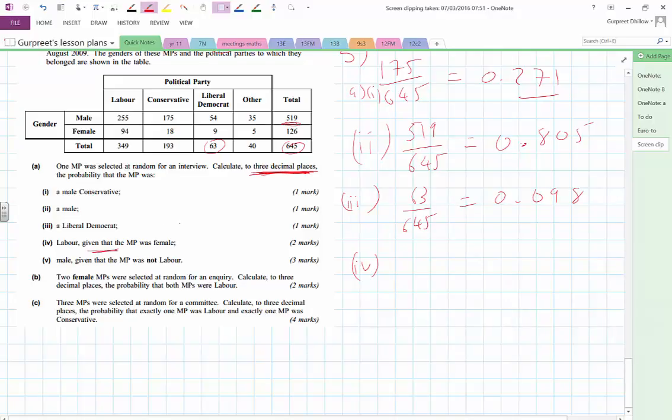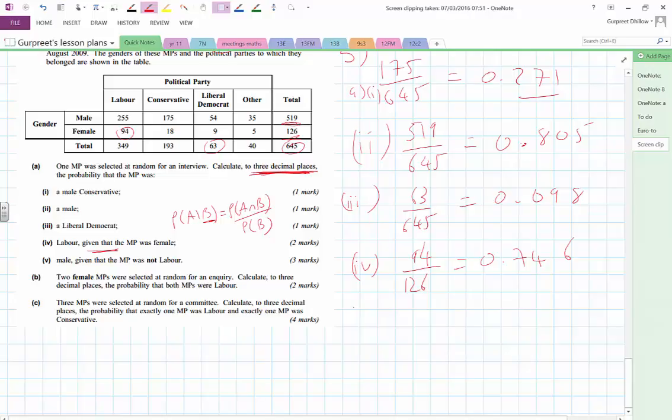Right, part 4, given that question. So remember, given that questions are probability of A given B, so probability of A and B over the probability of the second condition, the given that part. So here, A and B is Labour and female. So Labour and female is 94 over the given that. So over given that female, so the total number of females is 126.